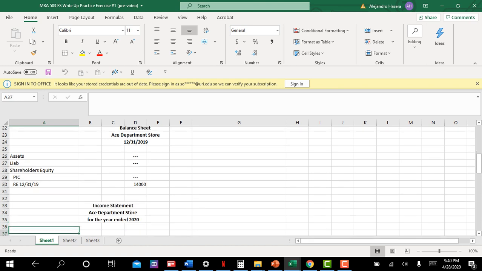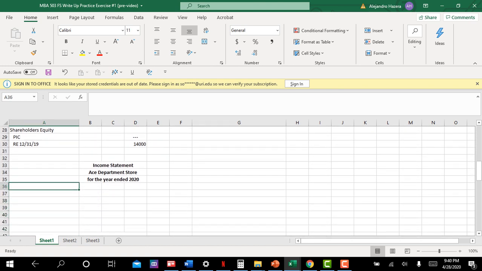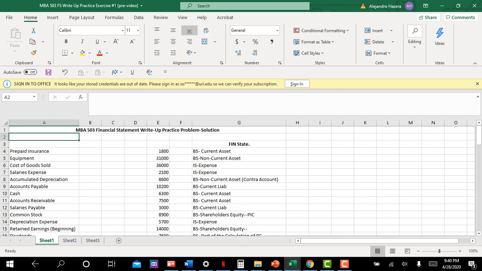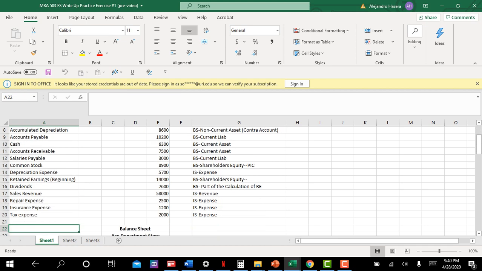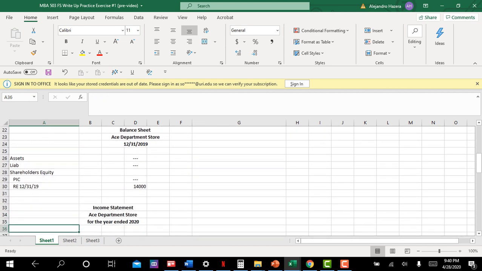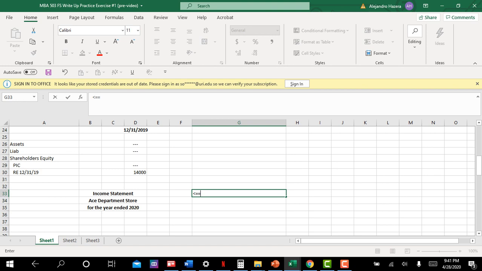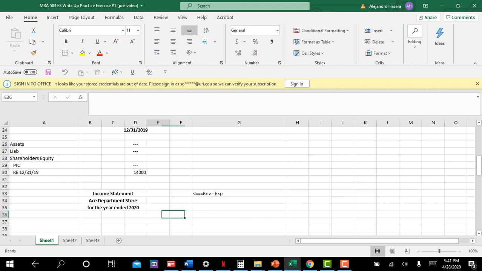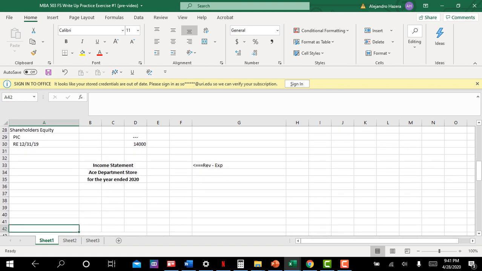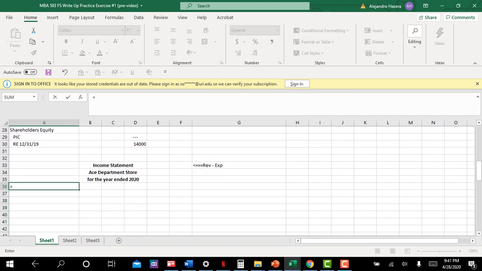And now I'm going to start taking amounts from the list of accounts that I have here, and we know which financial statements they go in, and I'm just going to start filling in the income statement. So the first line, keep in mind that the equation for the income statement, in very rough terms, is revenues minus expenses. Okay, so basically we start with the revenue and take out expenses. We're going to have two or three subtotals though, but basically it's revenues minus expenses.